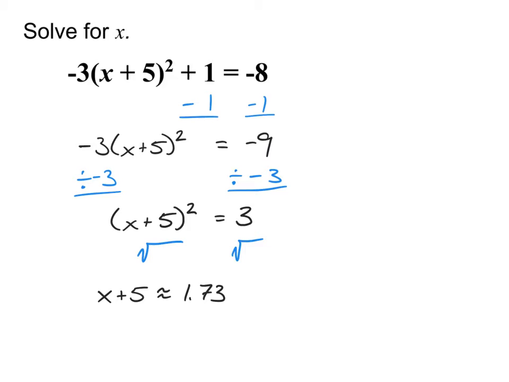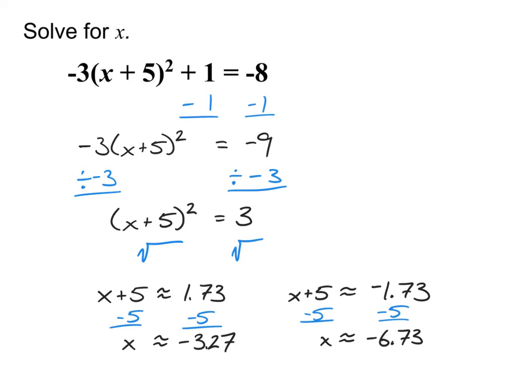But you'll notice I just took the square root of both sides. A square root is an even root. And anytime you take the even root of both sides of the equation, you have to account for both the positive and the negative versions of your answer. And so we also will have a negative 1.73 over here. All right, now that I've done that, I can go ahead and finish solving them both out. And so I end up getting my two solutions of about negative 3.27 and negative 6.73.